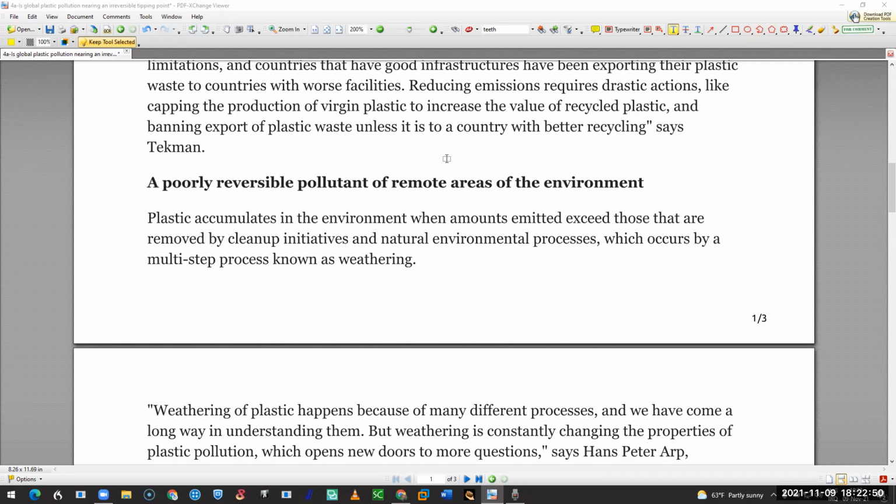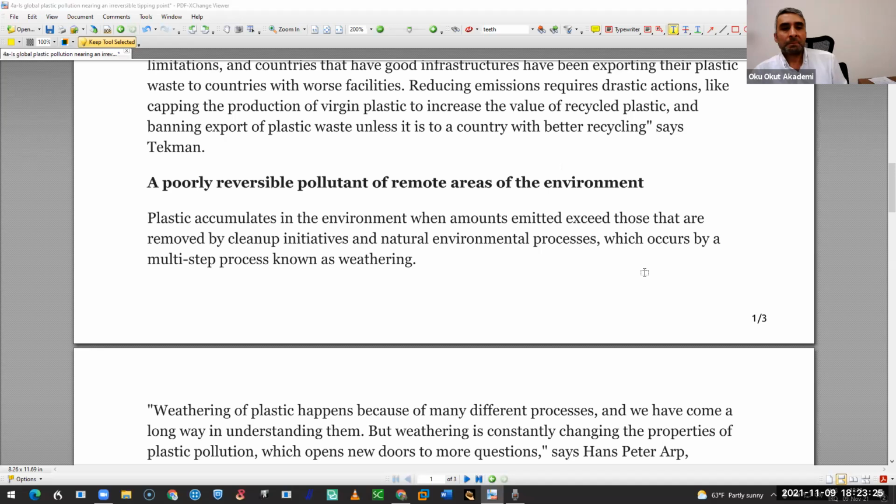Okay, perfect. Now take a look at this one. Reducing emissions requires drastic actions like capping the production of virgin plastic to increase the value of recycled plastic. So not every recycled plastic might be that valuable. It has a certain quality, okay? The quality of the recycled plastic can change.